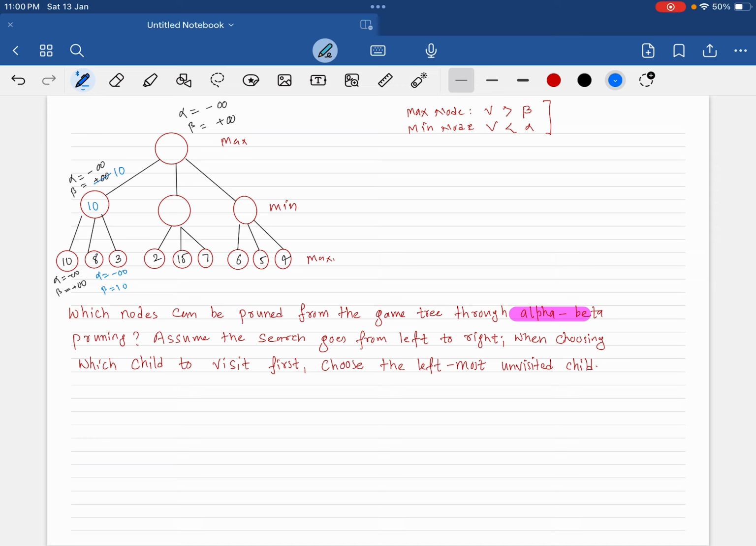Similarly, now we are at this node, and here we have the value 8, right? So this beta value will get updated to 8, and this node will also take the value 8. So now 8.